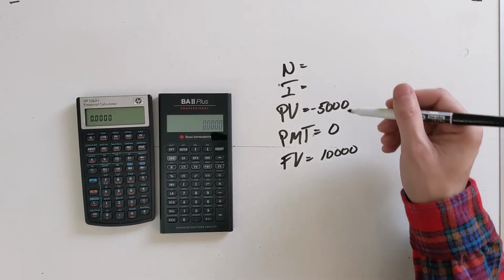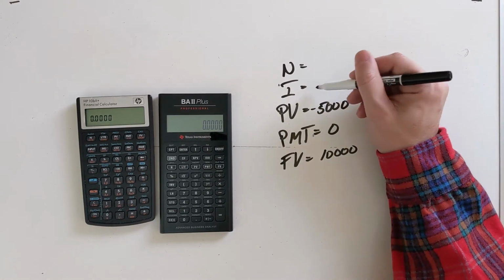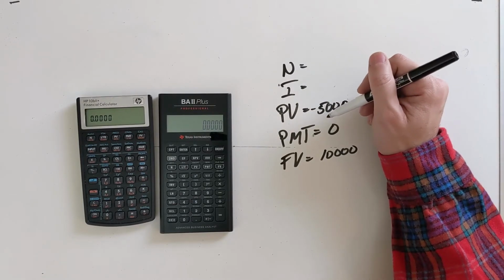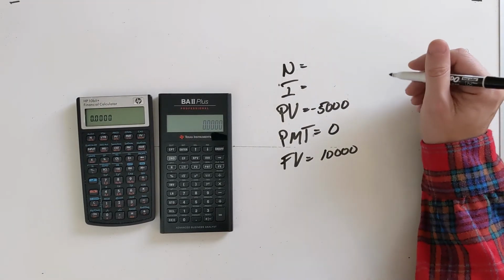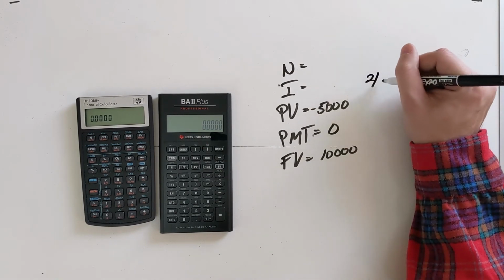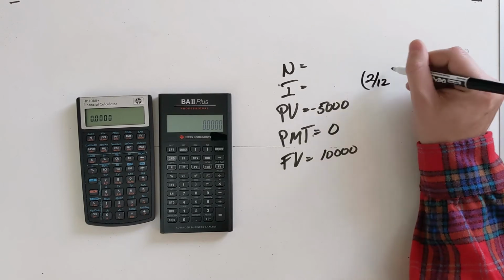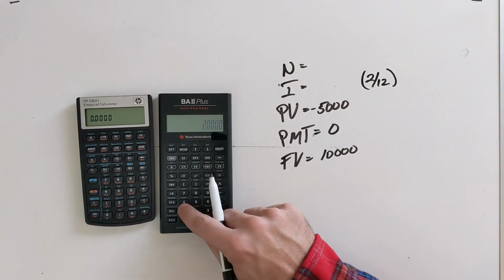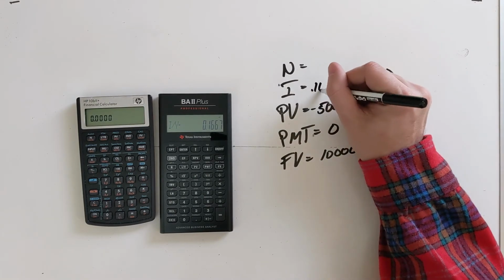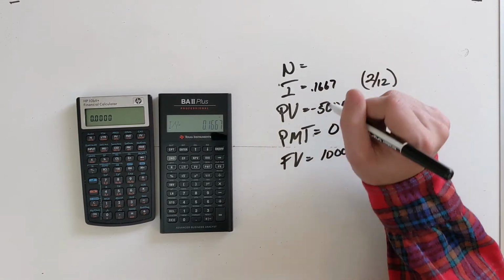No payments. So the next thing is, well, what's our interest rate? How many periods is it going to be sitting in that account? Let's say that the bank is offering 2% per year, with monthly compounding. All right, well, our interest rate is going to be 0.1667 per month.